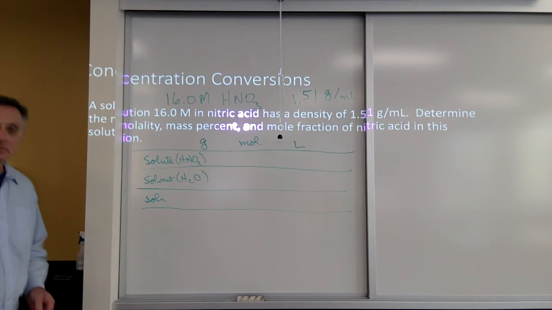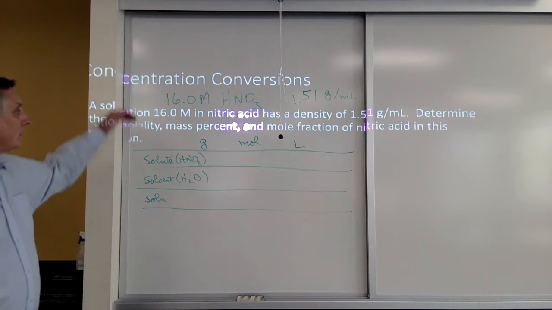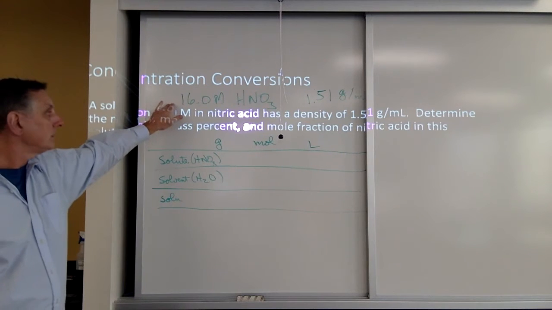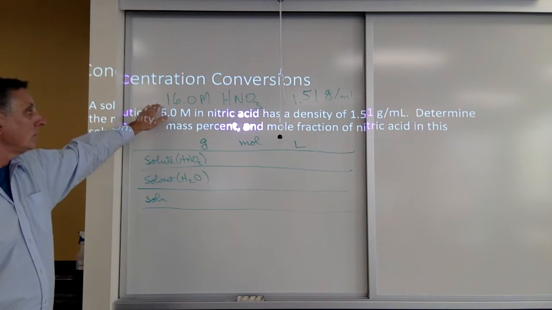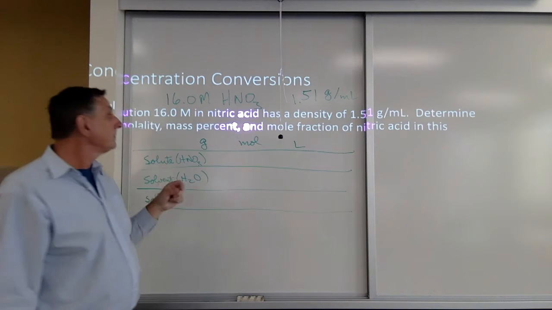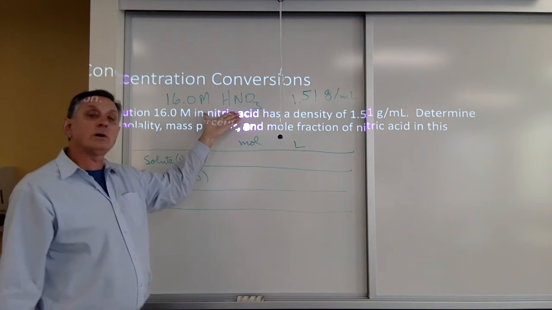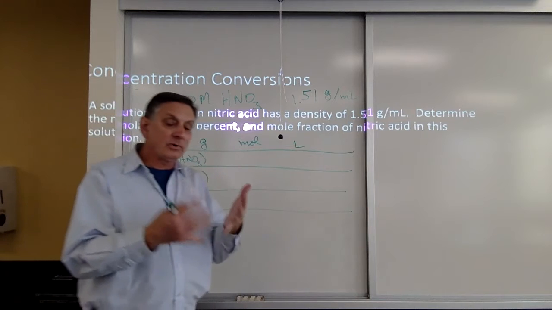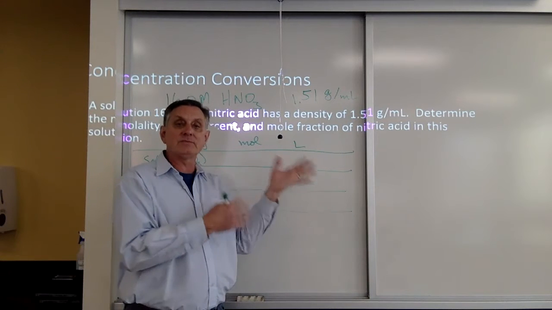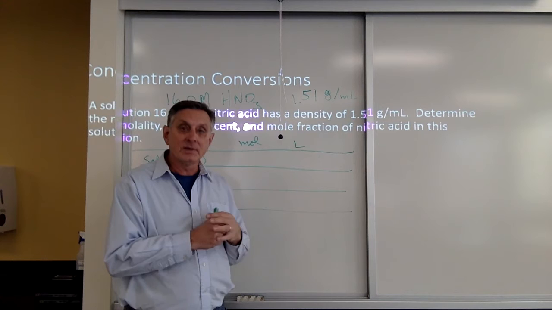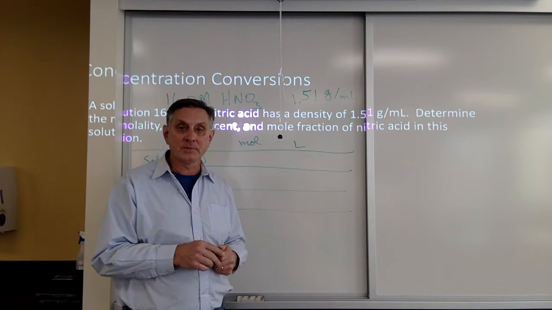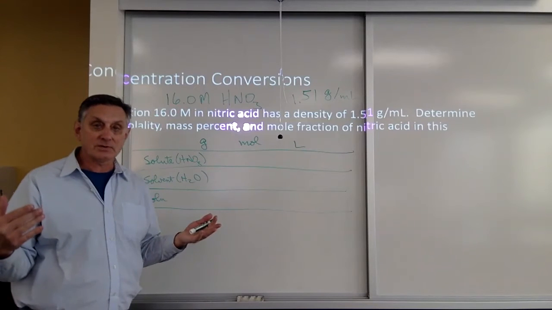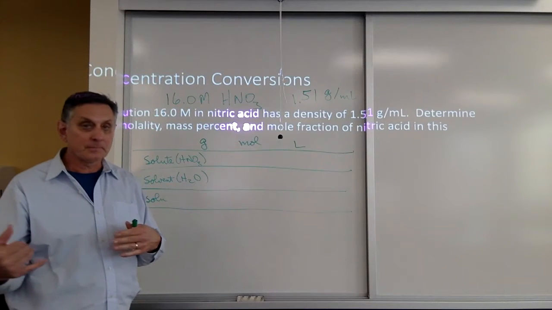So what do we know? We have to pick some quantity. What we know about 16.0 molar nitric acid is that if we have 1 liter of solution, we have 16.0 moles of nitric acid in it. That's how molarity is defined: moles of solute, nitric acid, per liter of solution.